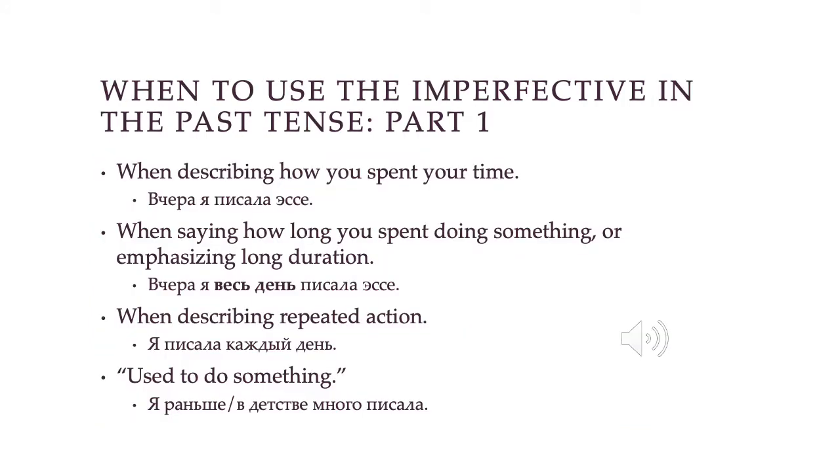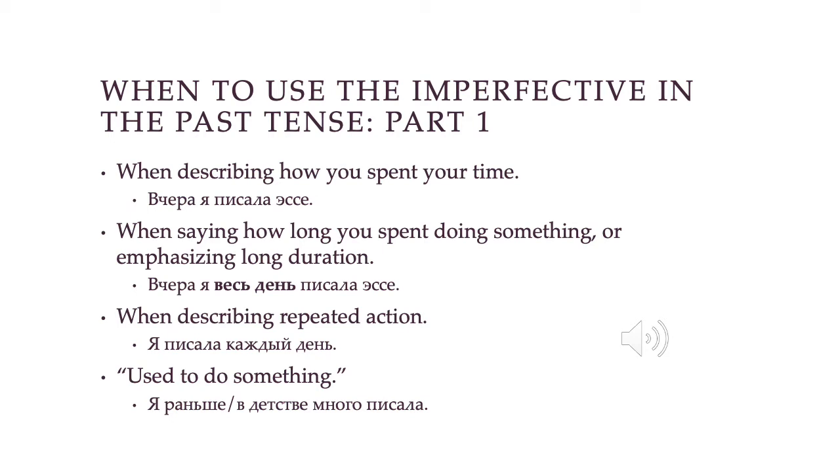So now let's start talking about when to use the imperfective in the past tense. One way we use the imperfective in the past tense is when we're describing how we spent our time, as in, вчера я писала эссе. Yesterday I was writing an essay, or yesterday I worked on an essay. And you're not indicating that you finished anything, you're just saying this is how you spent your time, this is what you were doing.